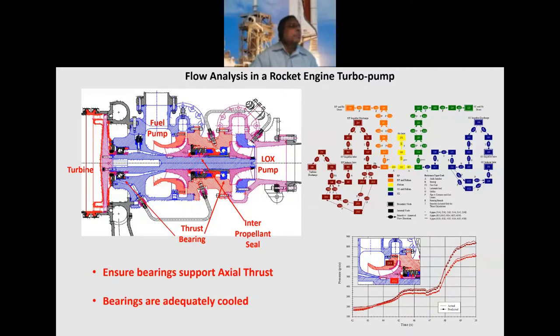So the purpose was to discretize this. This is the helium injection in the interpropellant seal, this is a mixture of helium and kerosene, this is a mixture of helium and oxygen, this is pure oxygen, this is pure fuel. That's how we do the analysis. And of course, we had to verify this before we designed. So we did some testing and compared with the test data. So this is one example.